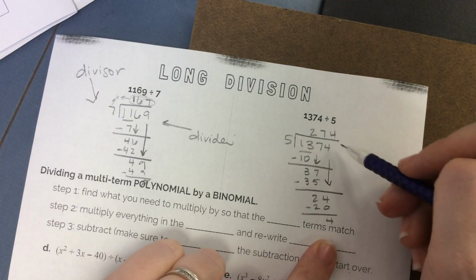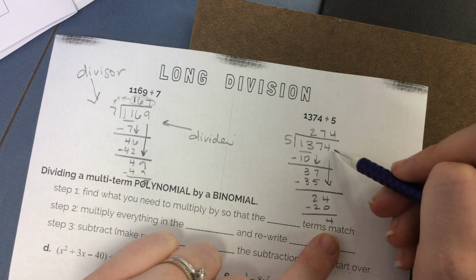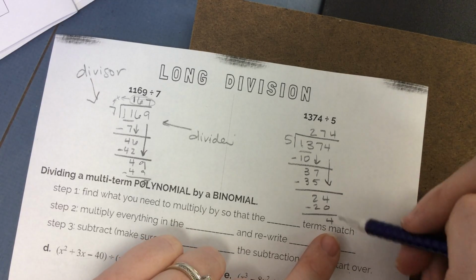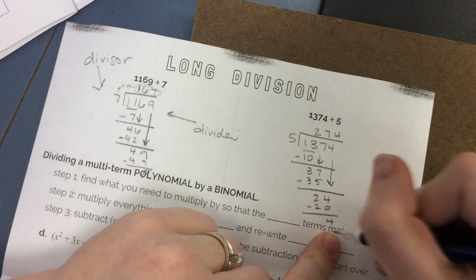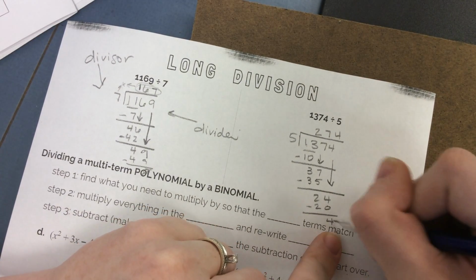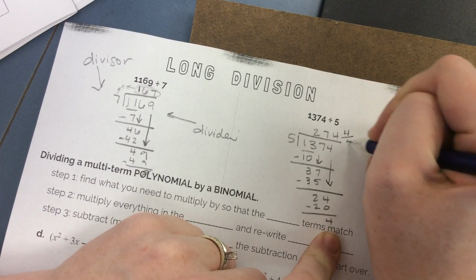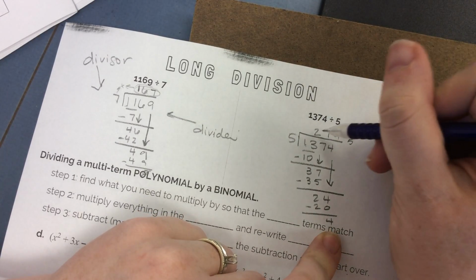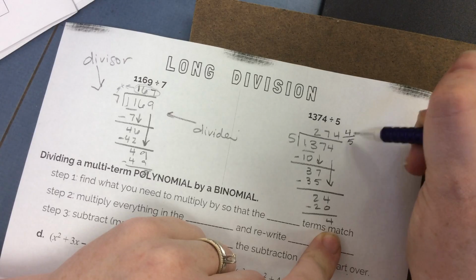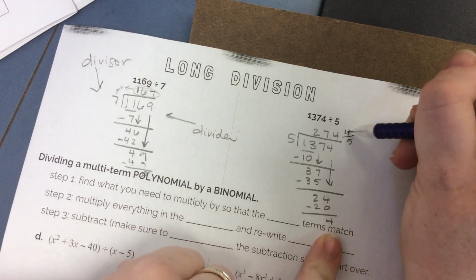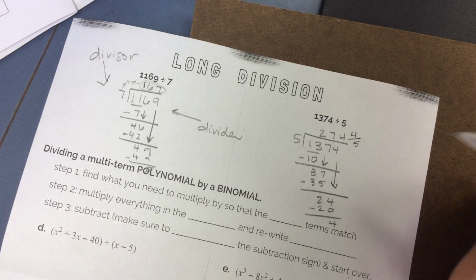Now, we don't have anything left to bring down. If you turn it into a decimal, you put a decimal place and add a 0 and bring a 0 down. We're not going to do that. We're going to say we have 4 remainders. So we have 4 that still need to be divided by 5. So we're going to say we have 274 and 4/5. Okay? Those 4 still need to be divided by 5, and we're just not going to reduce it to a decimal.